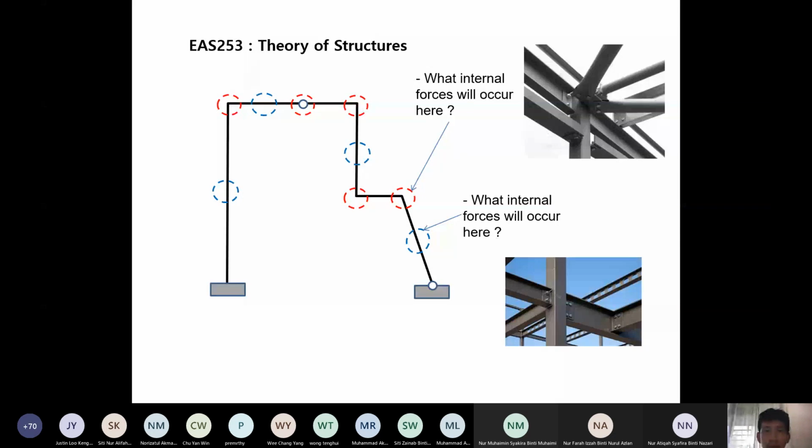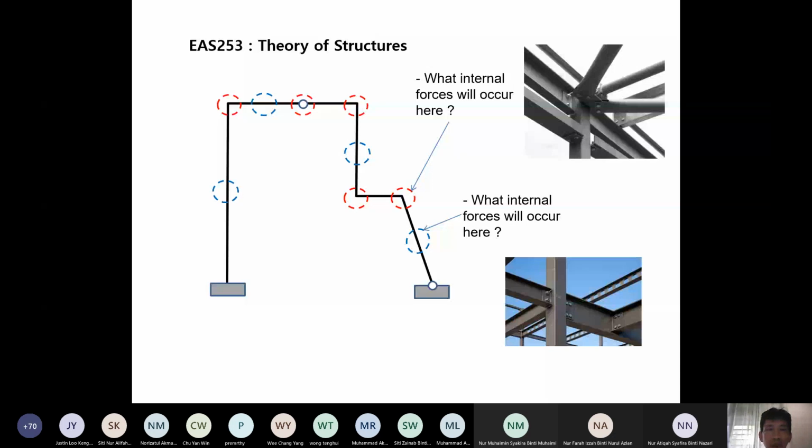Internal forces mean forces which happen in the member connected here. And what internal forces will occur here? If you cut across this member, what internal forces will occur here? These are the questions that we need to ask when we are doing structural analysis. If there is a connection, what forces will happen there? Internal forces. If it is a support, what kind of reaction forces will happen there?